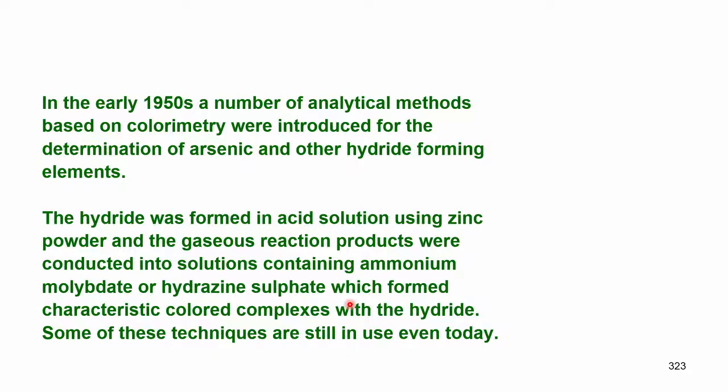So, the gaseous reaction products are conducted into solutions containing ammonium molybdate and hydrogen sulphate. This is the spectrophotometric procedure I am describing, which formed colored complexes with hydride. That means arsenic would react with hydrogen to produce arsenic hydride. That arsenic hydride would be reduced to arsenic using hydrogen sulphate and ammonium molybdate, and which formed a characteristic color.